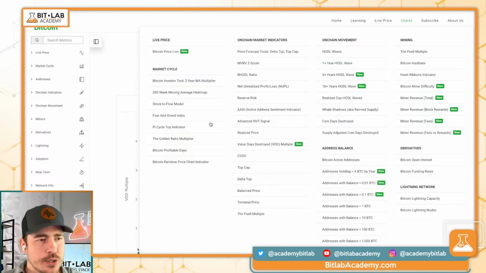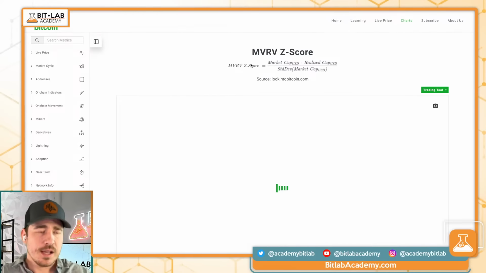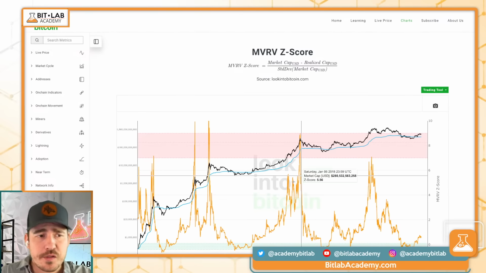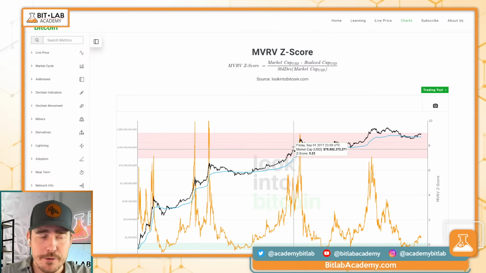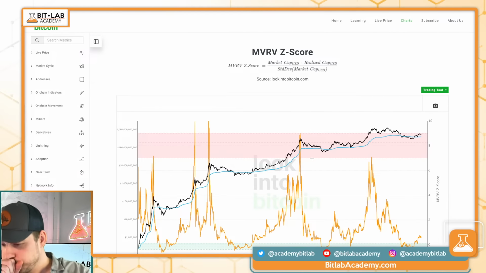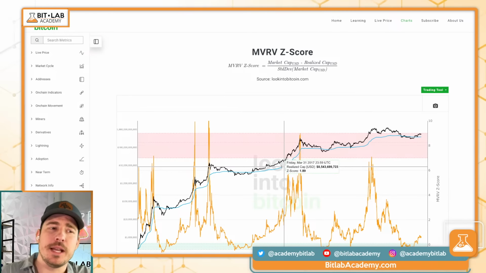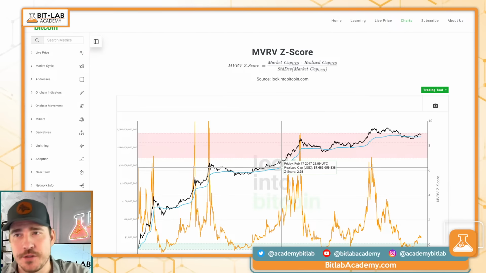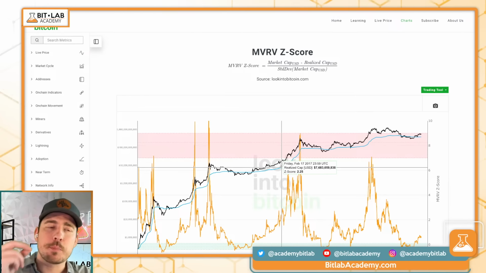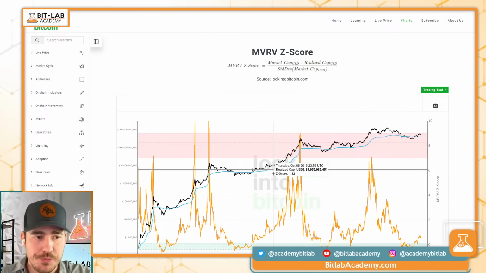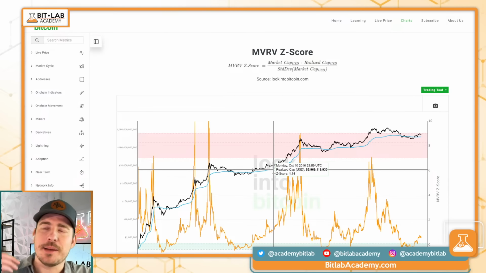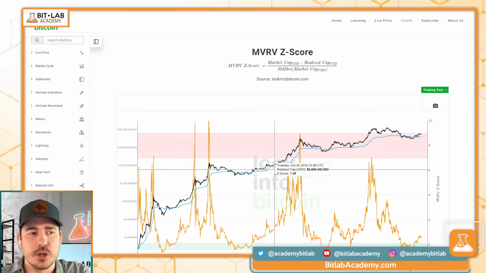Now we can come over here to MVRV Z-score, market value to realized value, the standard deviations of how far price is above or below the realized price, being the average of every coin in circulation the last time it moved. What was the price the last time it moved? This is why it's called realized value, because that price was realized when it was sold last.